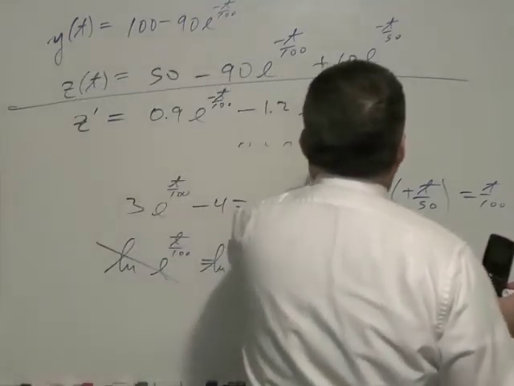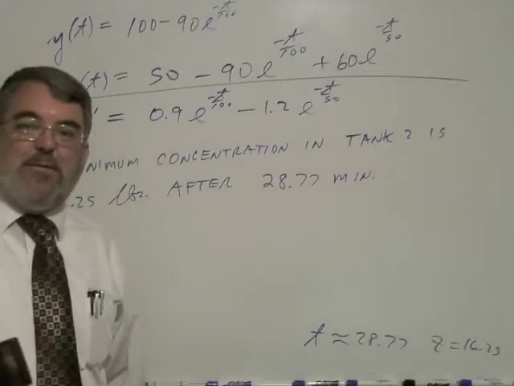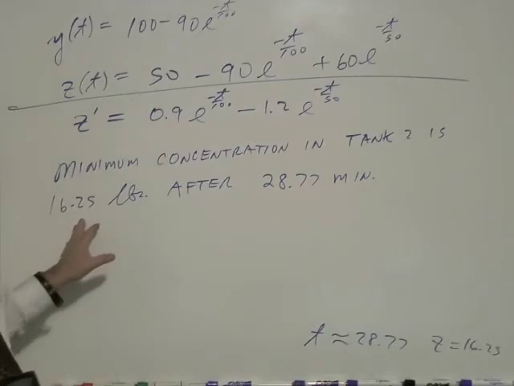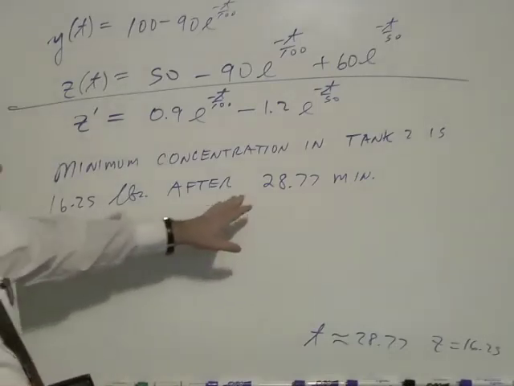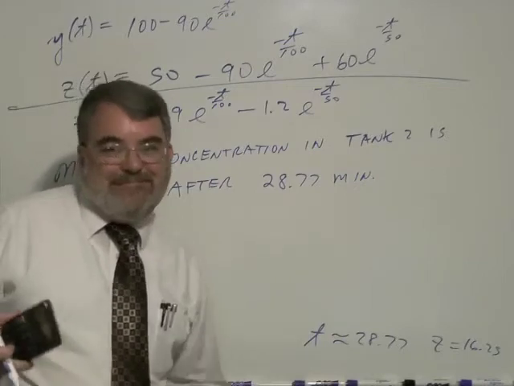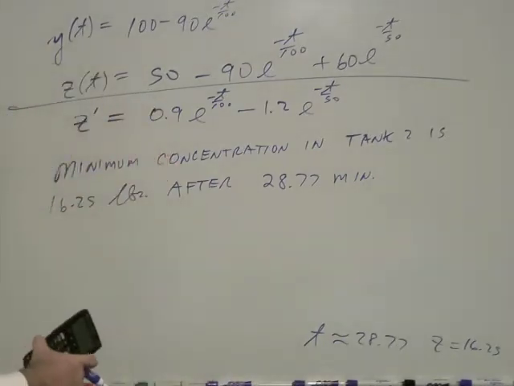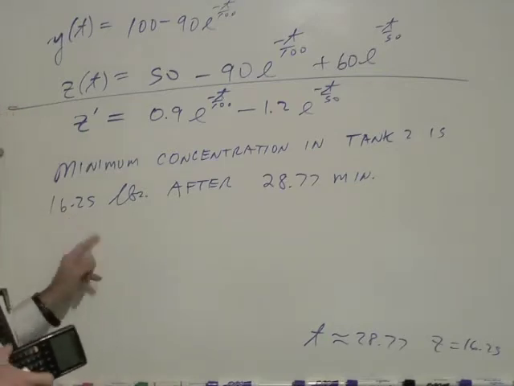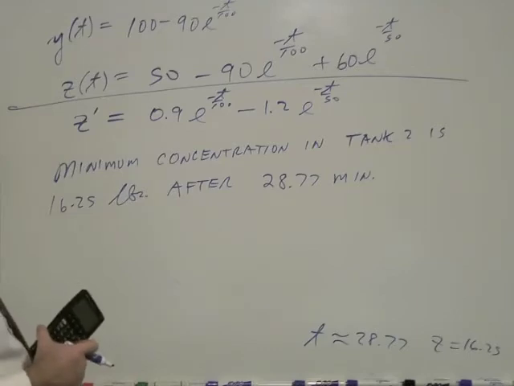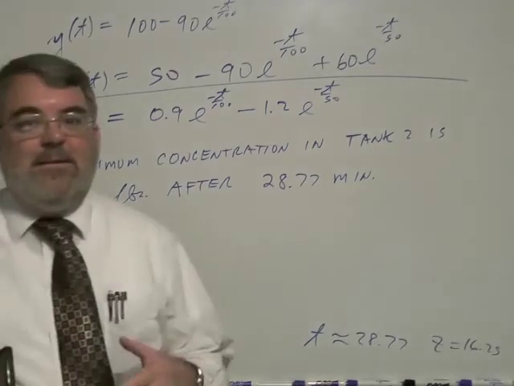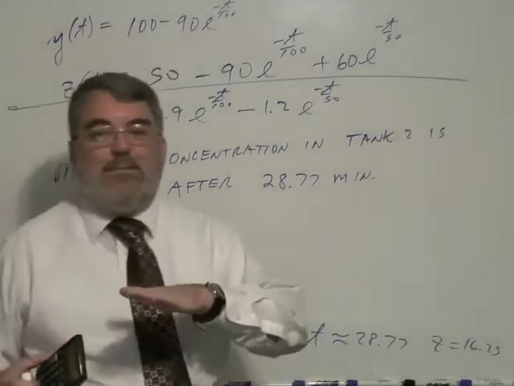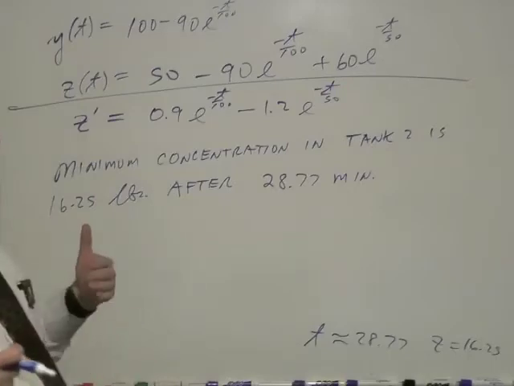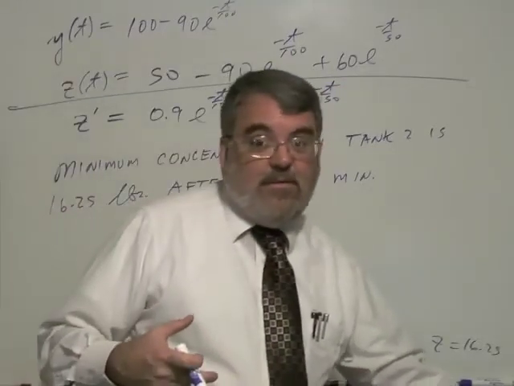All right, so we can answer one question here, and I'm going to write it out by erasing this stuff first. Okay, so we can make an announcement. The minimum concentration in tank 2 is going to be 16.25 pounds after about 28.77 minutes. All right, so that's interesting information. I marvel at this coming out to be apparently an exact number, at least it looks like it on my calculator. All right, so let's find the point of inflection, which is sometimes called the point of diminishing returns. And for that, I need to set the second derivative equal to 0.